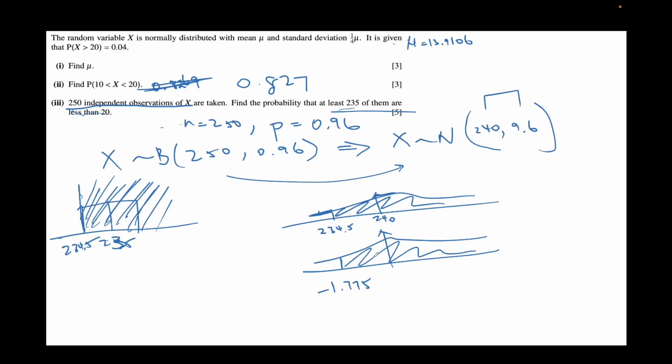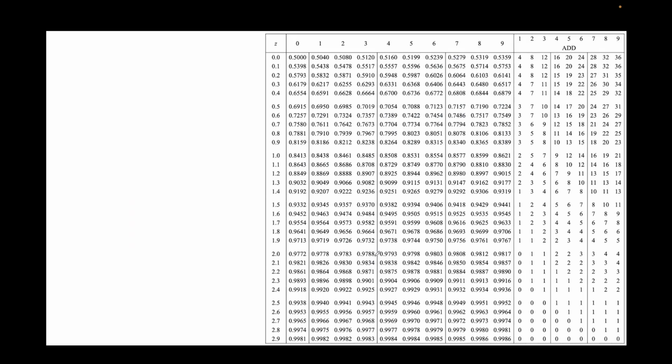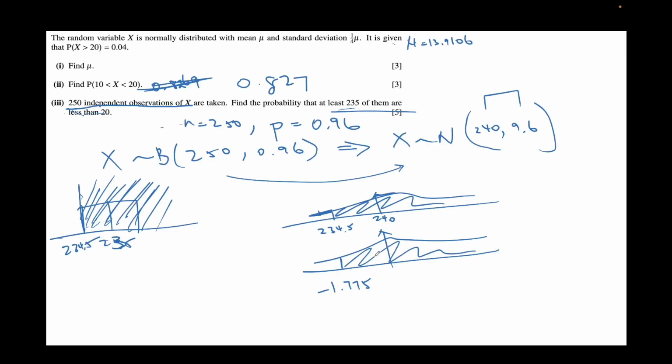How do you find the area to the right of this? Can you just look this up on the graph? No, you cannot. You can only look up area to the left of 1.775, which you realize, isn't that the same? See what they're testing you on over here? Area to the left of 1.775 is the same as area to the right. So you just look up 1.775.